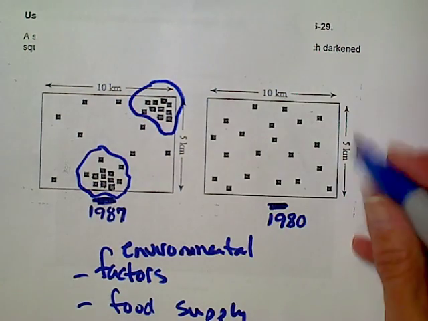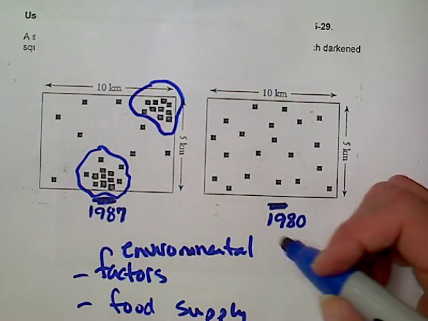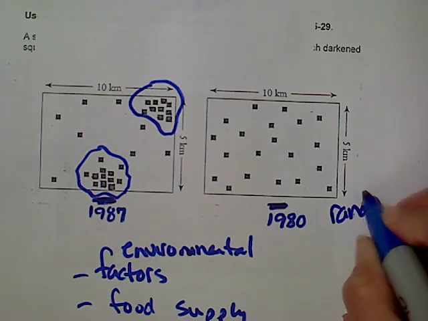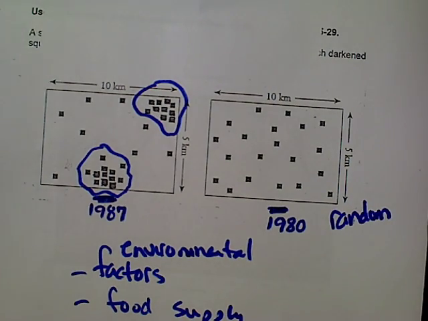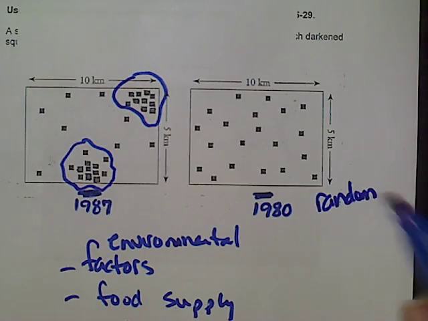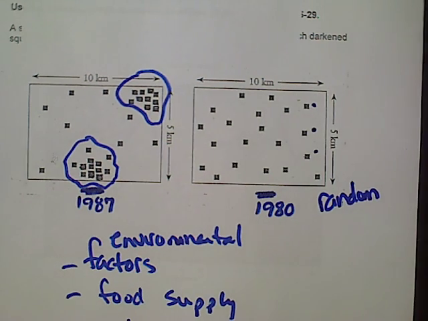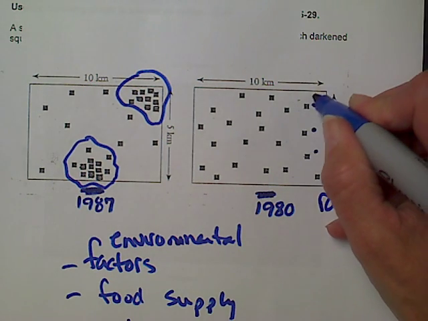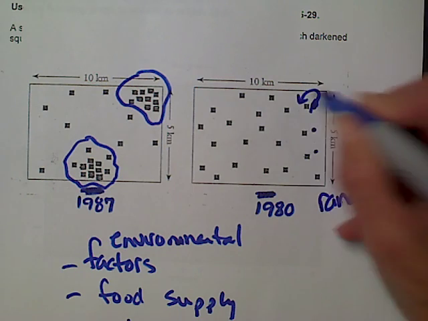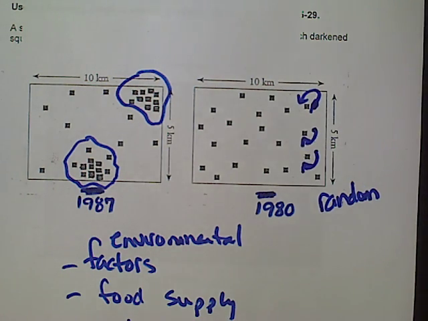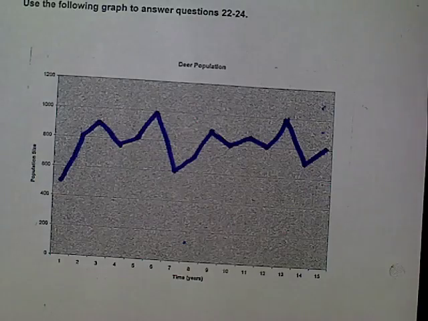This pattern over here doesn't look completely uniform, so this is probably more like a random pattern. If they ask you to calculate the population density in here, you would just start counting each one of those dots up, and that would give you what your density is for that. So that's how you kind of read those dispersal patterns right there.